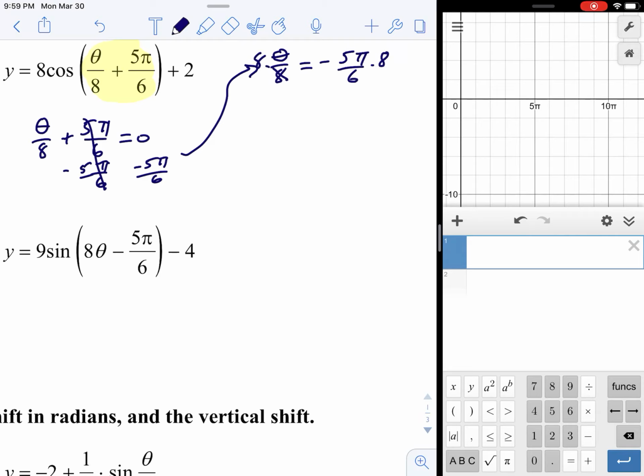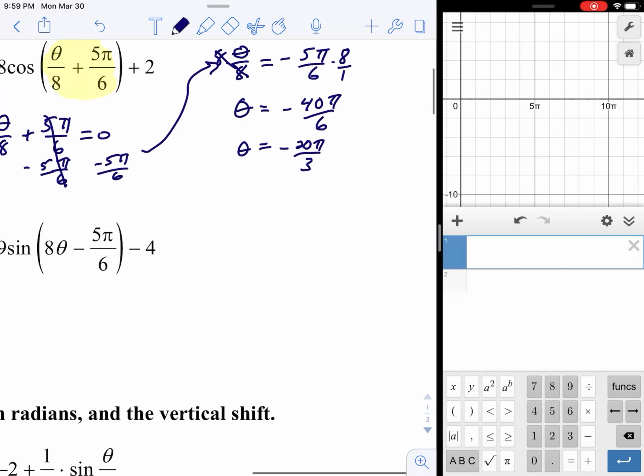To isolate theta, we need to cancel out that 8, so we need to multiply both sides by 8. Theta equals, so you put this over 1, negative 40 pi over 6. And then that'll reduce the 40 and the 6. You can divide by 2, so that's 20 pi over 3. So you get negative 20 pi over 3 as a phase shift. That means that this wave, remember they are that wave shape, has moved left 20 pi over 3 units. That's in radians, pi 3.14, but that's it.